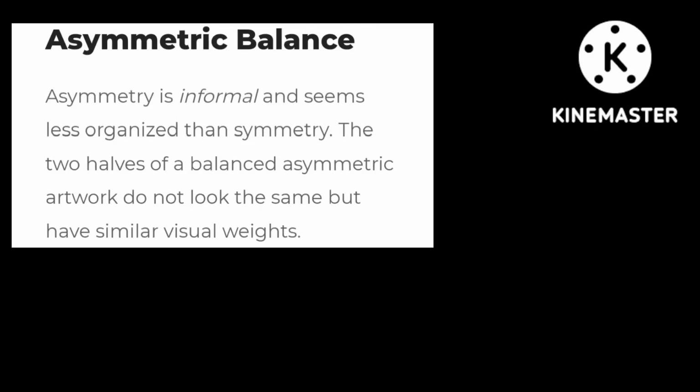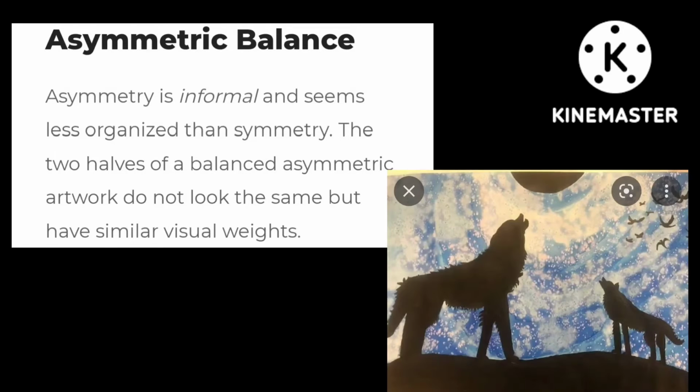Another kind of balance is called asymmetric balance. Asymmetry is informal and seems less organized than symmetry. 2 halves of a balanced asymmetric artwork do not look the same but have similar visual weights. Here is an example of asymmetric balance. The 2 wolves on the picture do not have the same sizes, but the small wolf on the right has birds on the top. This is to make the picture look balanced.